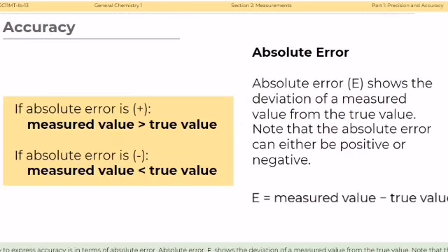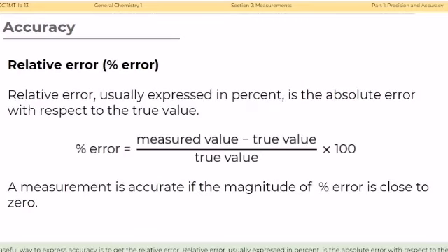One way to express accuracy is in terms of absolute error, or capital E, which shows the deviation of the measured value from the true value. Note that the absolute error can be either positive or negative, so there must be no absolute value in the formula. If the absolute error is positive, the measured value is greater than the true value. If the absolute error is negative, the measured value is less than the true value.